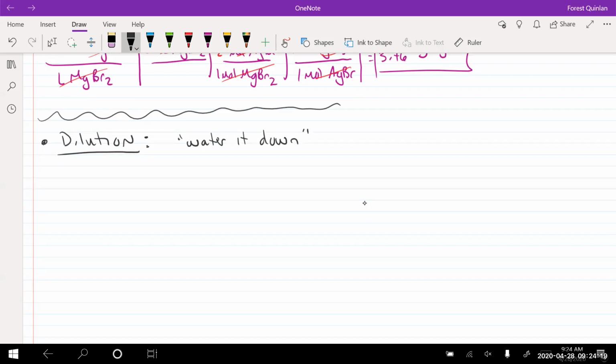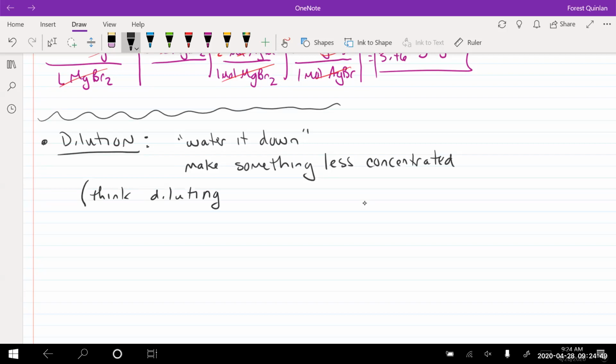As far as we're concerned for this class, all we care about is watering something down. You can dilute with other things, but we're only going to use water here. And really what it means is make something less concentrated. All right, you might want to think about diluting frozen orange juice.